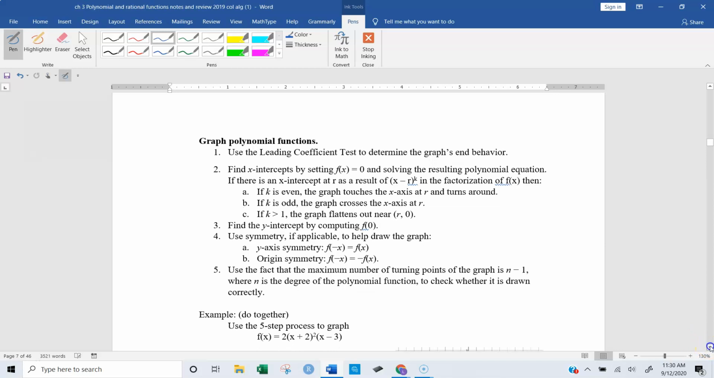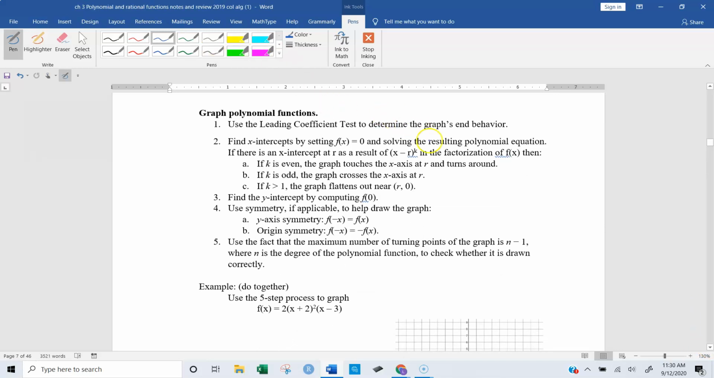Okay, this is just a review. Leading coefficient test to determine the graph's end behavior. So remember, if it's positive or negative, it's how it ends and starts. It tells you both. X-intercepts, you let it equal 0. If it has multiplicity more than 1, if it's even, it's a turning point. If it's odd, it crosses through. And if it's greater than 1, it flattens out, is what this is saying down here. Y-intercept, you let x equal 0.